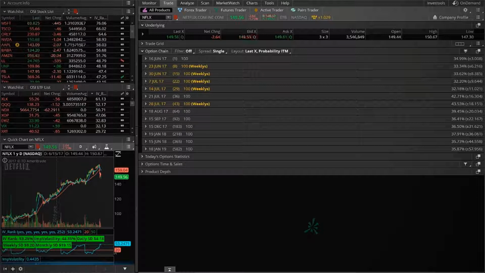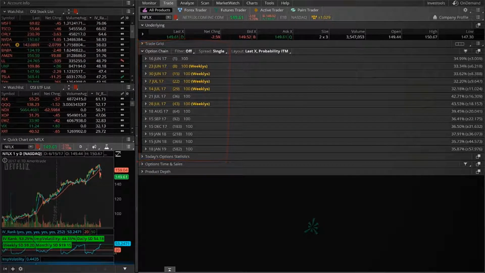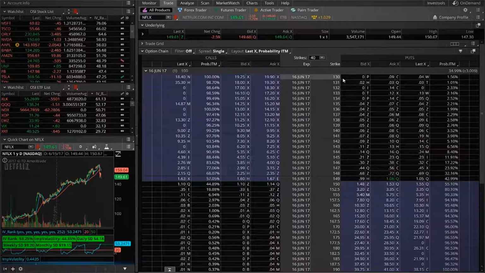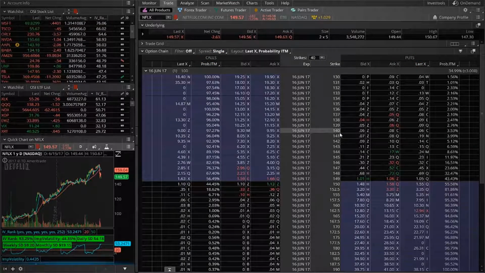Here I have pulled up what is referred to as an option chain. This is a list of all the available options for a given stock listed by expiration date, with the most recent expiration on top, and then within that expiration by strike price, with the lowest strike price on top. We have two sides, calls on the left and puts on the right. This is a pretty standard format that you will find at most brokerage houses or websites, like Yahoo Finance.